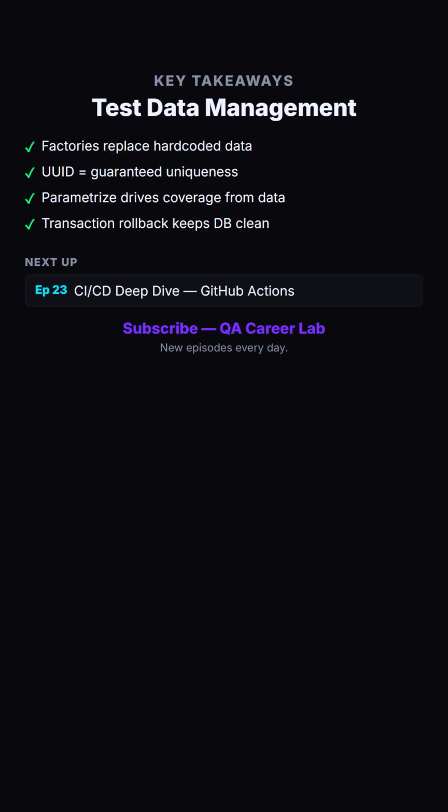Up next, CI/CD deep dive for QA engineers. We are going beyond the basics and looking at how to build a full GitHub Actions pipeline that runs your tests on every pull request, generates reports, flags flaky tests, and sends notifications when something breaks. This is what your automation looks like when it is actually integrated into the team's workflow. Not just tests that run, but tests that are part of the delivery process.